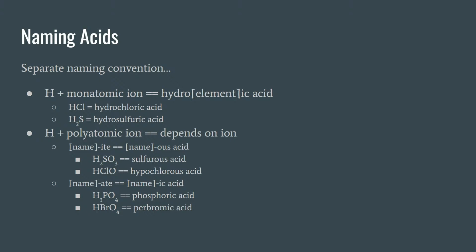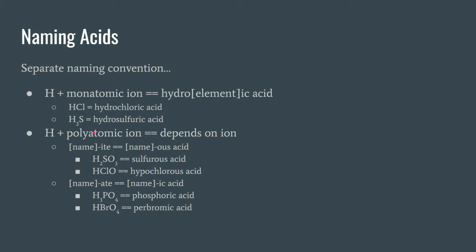So if your acidic proton is paired with a monatomic ion, then it's hydro-element-ic acid. So when we pair it with chloride, it becomes hydrochloric acid. If we pair it with sulfide, S2-, then it becomes hydrosulfuric acid. Note, hydrosulfuric acid is different from sulfuric acid. Sulfuric acid is when it's paired with SO4 2-. Hydrosulfuric acid is because it's with that monatomic ion. So hydro means monatomic. Monatomic means hydro.